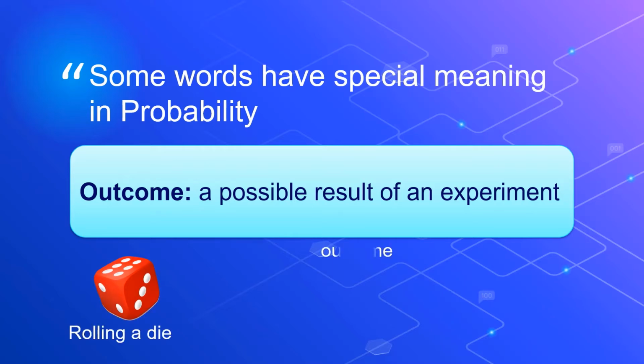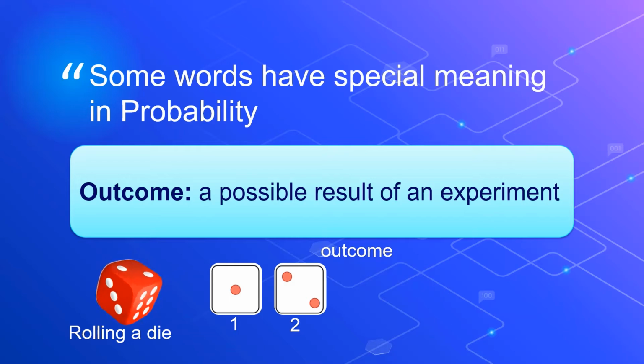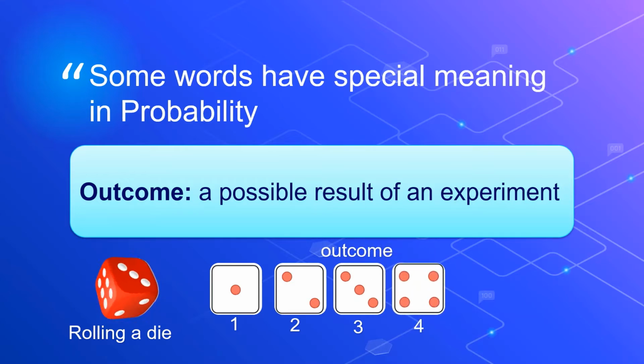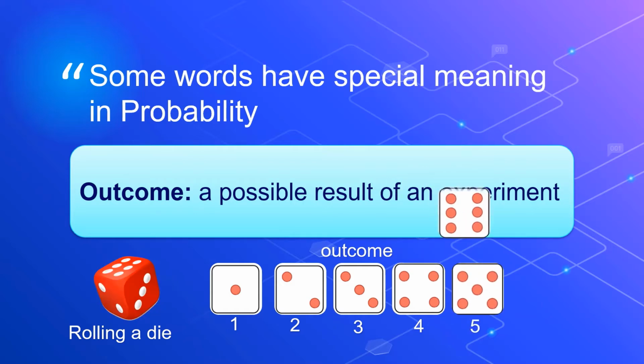In rolling a die, we have the outcome. It can be 1, or 2, or 3, or 4, or 5, or 6. Ibig sabihin, ito ay bawat face ng die.